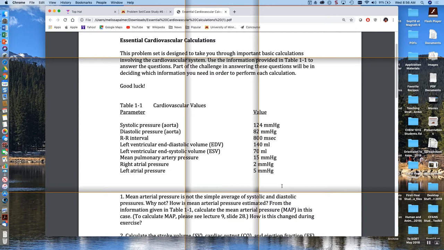Cardiac output in mils per minute equals stroke volume, which is going to have units of mils per beat. Bear with me, mils per beat, times heart rate in beats per minute.